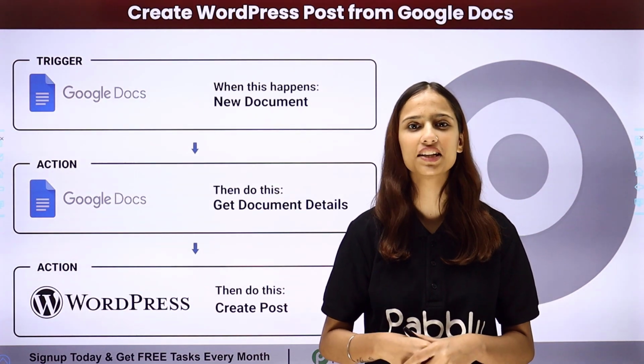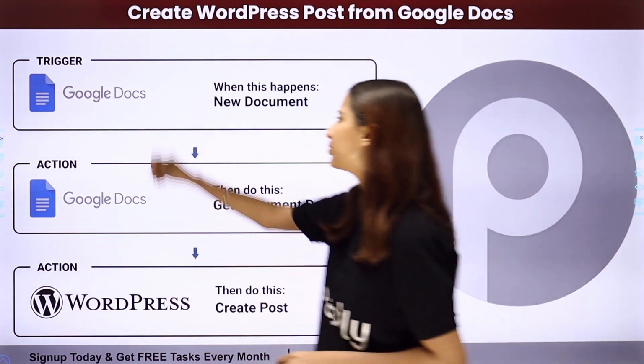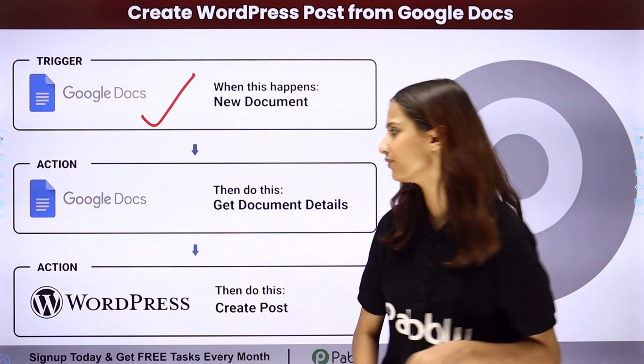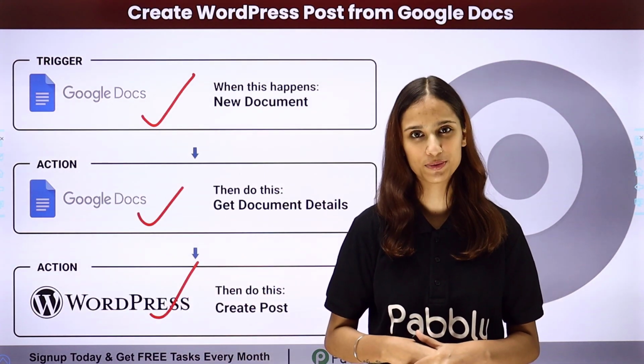So now to do this, I need to build an integration between these applications, for which I will be using this amazing integration and automation software that is Pabbly Connect. Here my trigger application will be Google Docs and my action application will be WordPress. So to learn more about this integration, follow me through the screen.